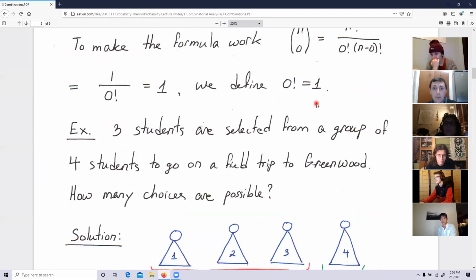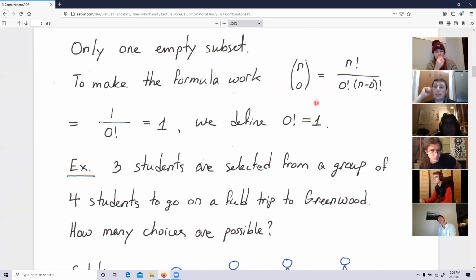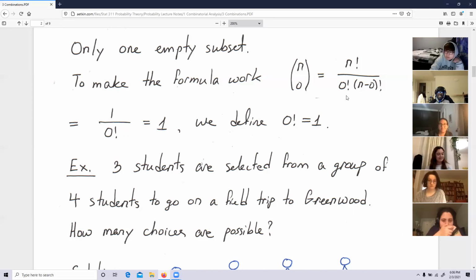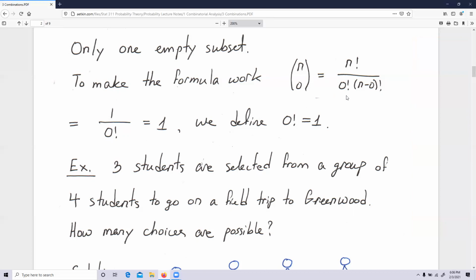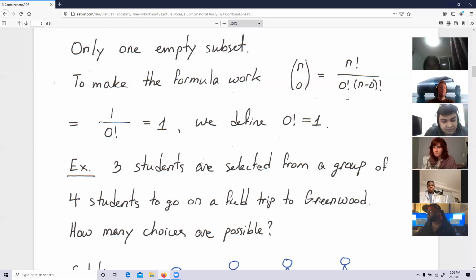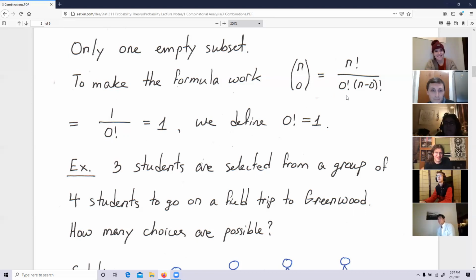All right. Now we have the situation. Three students are selected from a group of 4 students to go on a field trip to Greenwood. Do you know what Greenwood is? Yes? No, it's too bad. You should come with me. It used to be the place I would hold office hours. Exactly, Alan. It's my favorite place. So 3 students will be selected to go to Greenwood Cemetery.